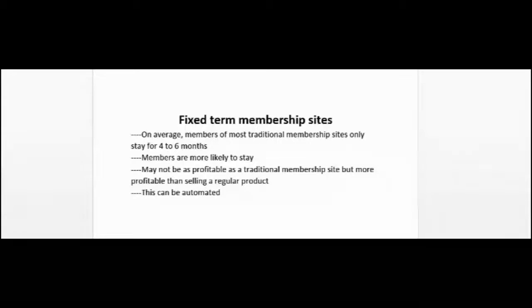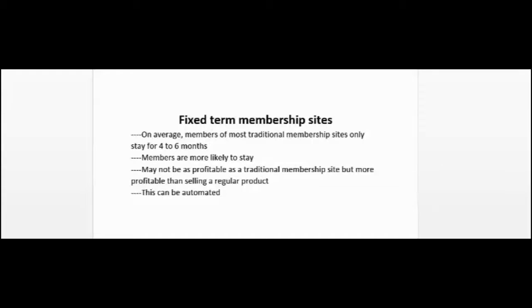A fixed term membership site is different from a traditional membership site in that it does not go on forever. A fixed term membership site ends after a certain period of time. So for example, you could have a fixed term membership site for about 6 months or even a year. Members would get content, let's say, every month, and then after a year the content ends, and then they can be considered permanent members. But basically, the members know that they're going to get content for a certain amount of time. Now, you might say, why do this?